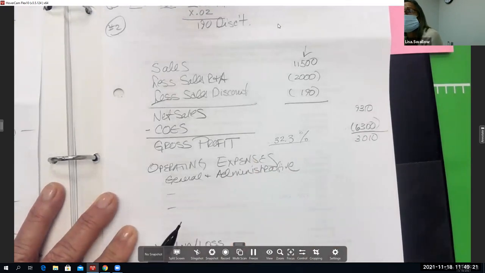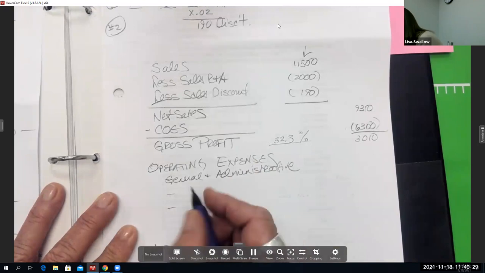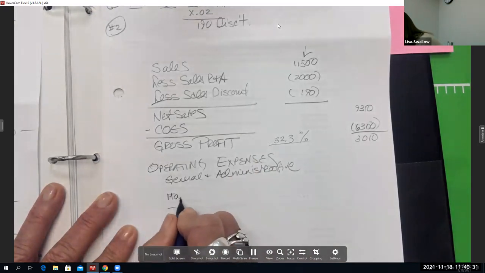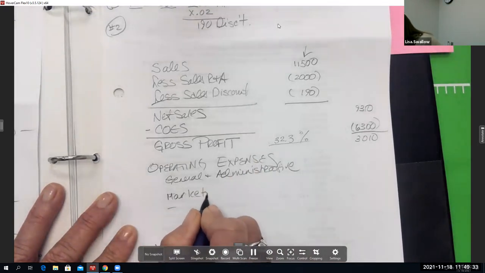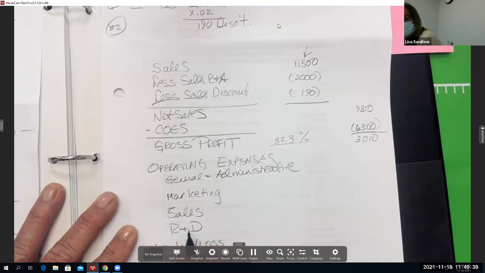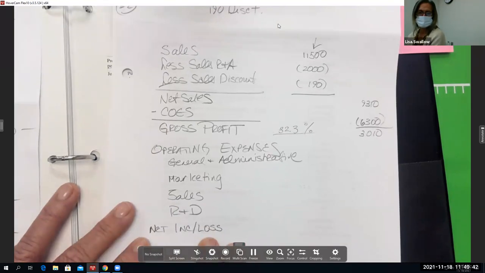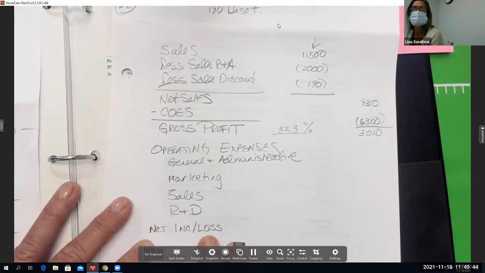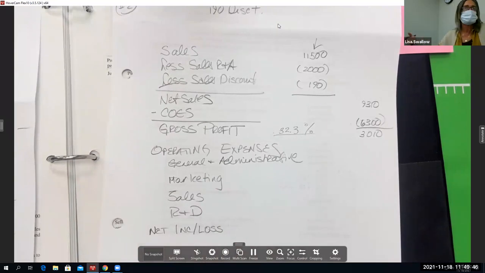What kinds of salaries? Your salespeople salaries? No. So let me show you just some of the different kinds of categories you might have. G&A, marketing, sales, research and development. You might have 15 subcategories if you have a complex industry, or you might have two.